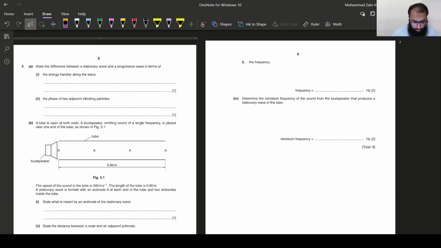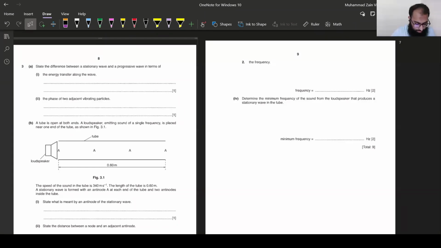So obviously when constructive interference and destructive interference occur, there is no energy transfer because the wave is simply cancelling out with itself. So when it comes to progressive waves, energy is transferred along the wave. Yes, there is some energy transferred, but when it comes to stationary waves, there is no energy transferred. So just keep this in mind.